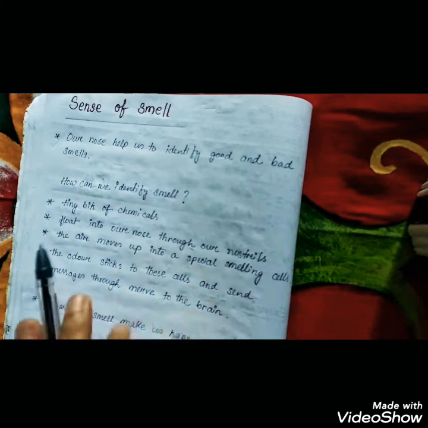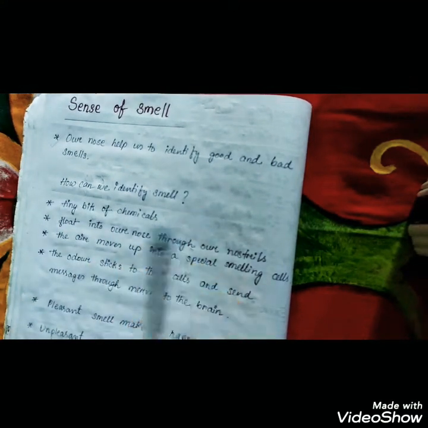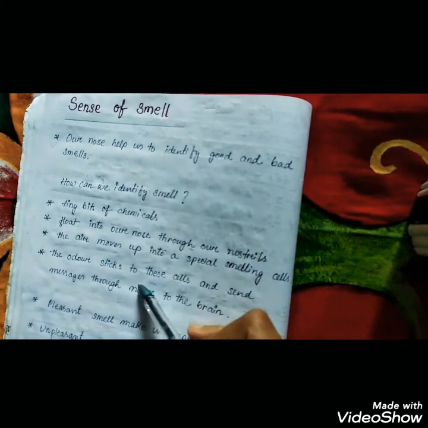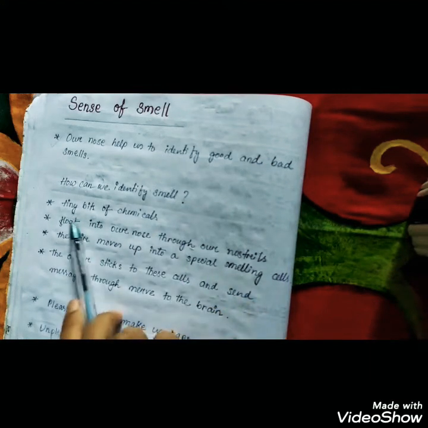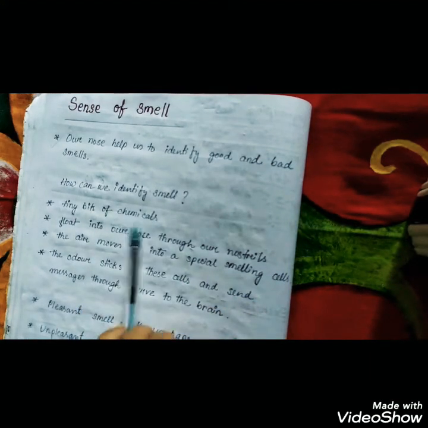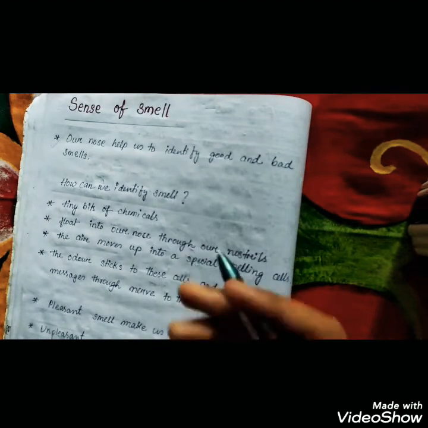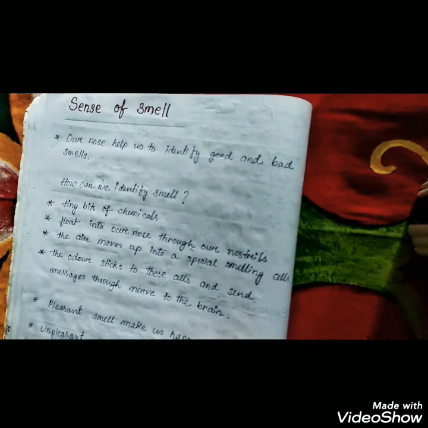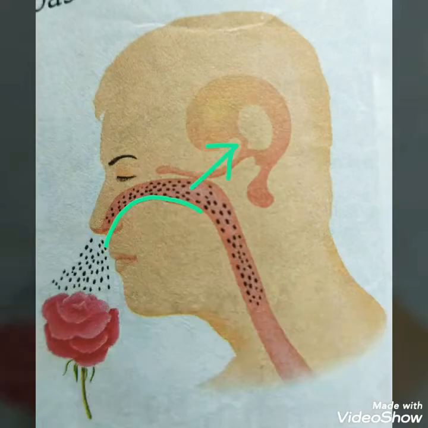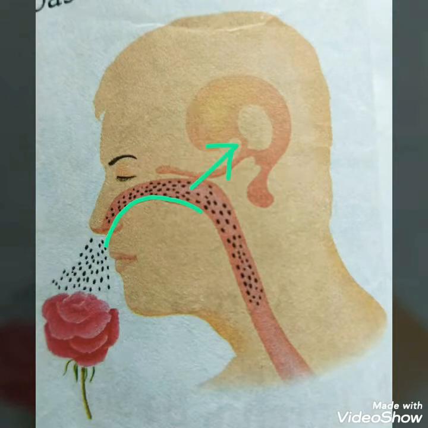But how can we identify the smell? This is the question. How can we identify the smell? So here are some points. In the book it is given elaborately, so I'm pointing out some points here. Tiny bits of chemicals: suppose when you are smelling a flower, as you can see in this picture, tiny bits of particles float into our nose through our nostrils.